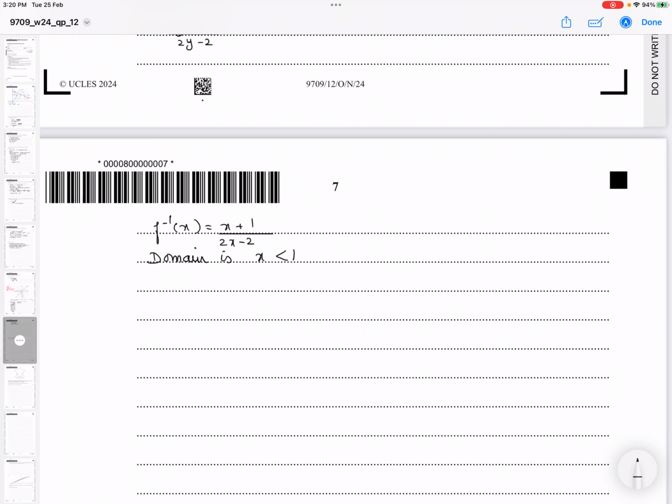So, because the range of a function is always the domain of its inverse.